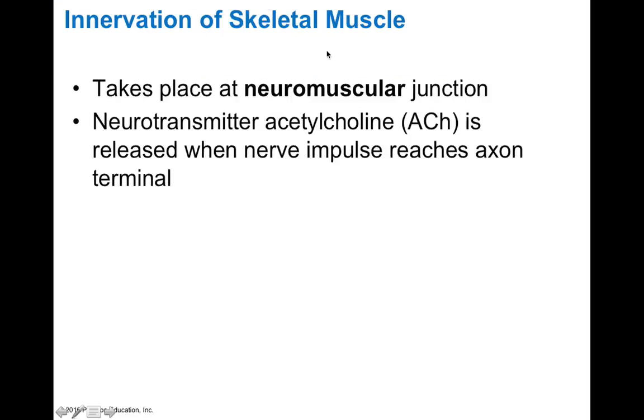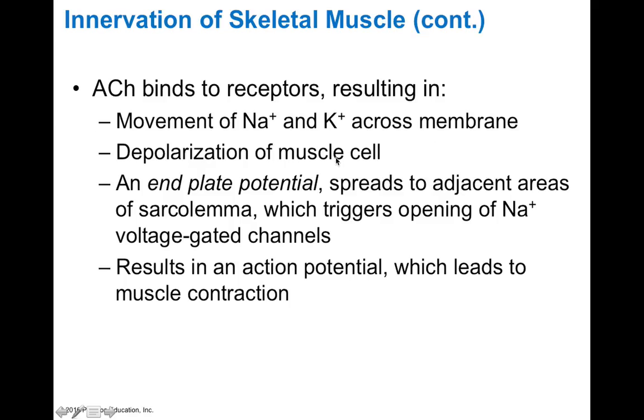So in terms of skeletal muscle innervation, this takes place at what we call the neuromuscular junction. We talked about this back in chapter 9, and we said that the major neurotransmitter of this was acetylcholine, and it's released when the nerve impulse reaches the axon terminal. And once acetylcholine enters a synaptic cleft, it binds to receptors that result in the movement of sodium and potassium. This leads to a net depolarization of the muscle cell, which we called end-plate potential.